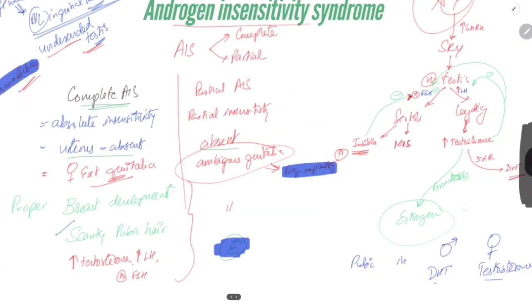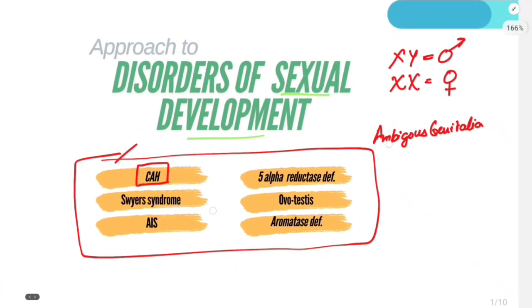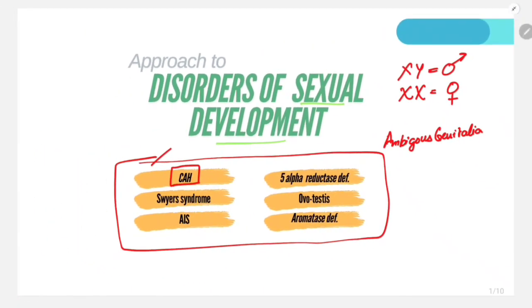So these are all the important disorders of sexual development. Hope this was useful and try solving the MCQs. Thank you.